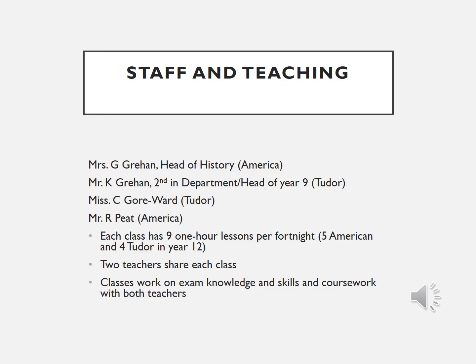So in terms of teaching, there are 4 teachers in the department. Me, Mrs. Green, I'm head of history. Mr. Green is the second in department, and we have Miss Gorward and Mr. Pete. So for the American course, you will either have me teaching you or Mr. Pete, and for the Tudor course, you will either have Mr. Green or Miss Gorward.